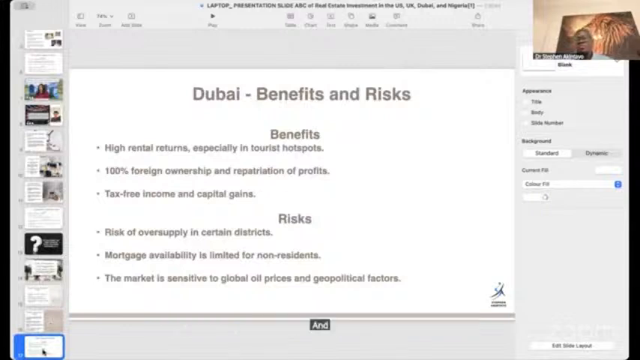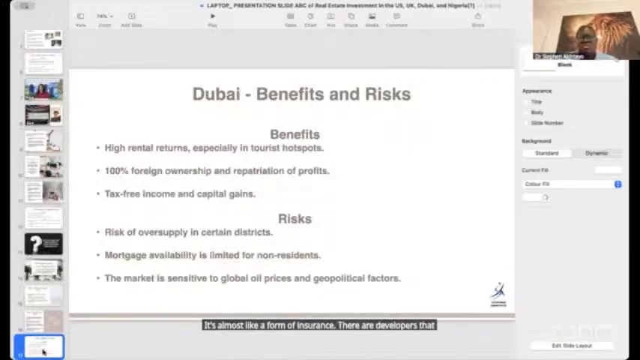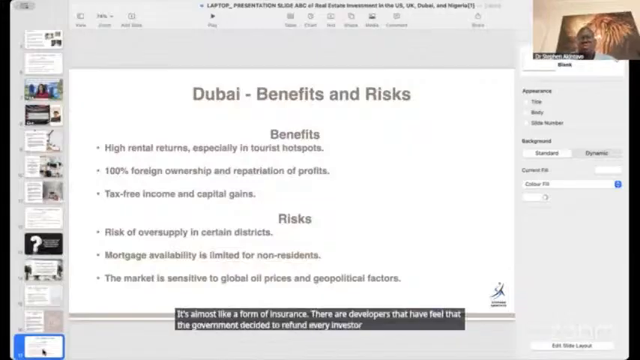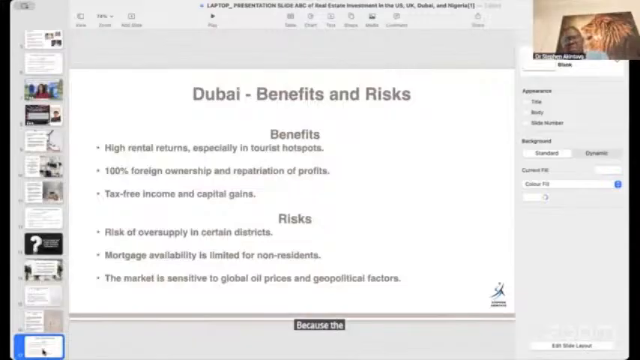But once you pay your 4% to the government, the government is now aware that you invested with that particular developer. And it's easy for you to track and hold the government to account and say, hey, that developer failed. It's almost like a form of insurance. There are developers that have failed where the government decided to refund every investor because the investors paid that 4% and registered it with them.